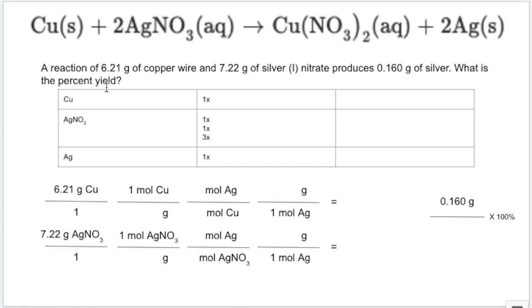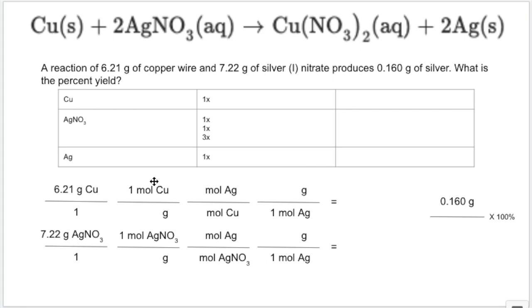Now, when I set this up, I'm going to find out how much silver 6.21 grams of copper will produce, and then how much silver 7.22 grams of silver nitrate is going to produce. For the first one, I'm going to start with copper. I have 6.21 grams of copper. I have to convert that to moles, so I'm going to use the molar mass, the number that we got here. So 1 times the copper, which was 63.546, is equal to 1 mole of copper.